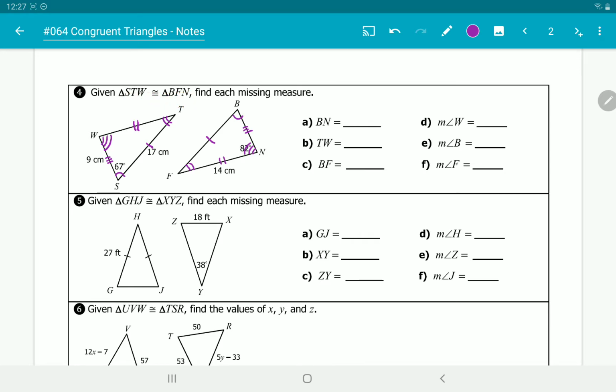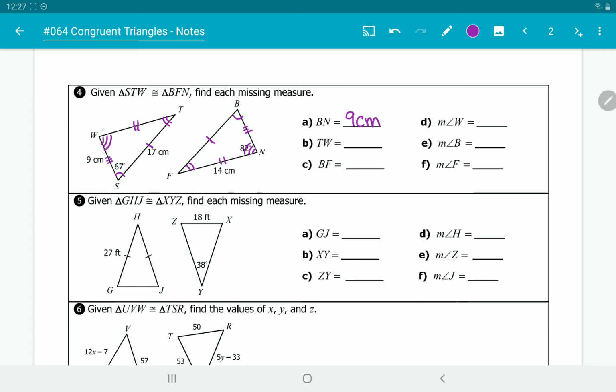So if we're looking, okay, we can see we've got measures for almost all of these things now. So side BN, we can see it has 3 tick marks. It's asking for the length. Okay, so 3 tick marks. This one also has 3 tick marks, this WS, and it's 9 centimeters. So since they have the same number of tick marks, they're the same. So that one's also 9 centimeters.